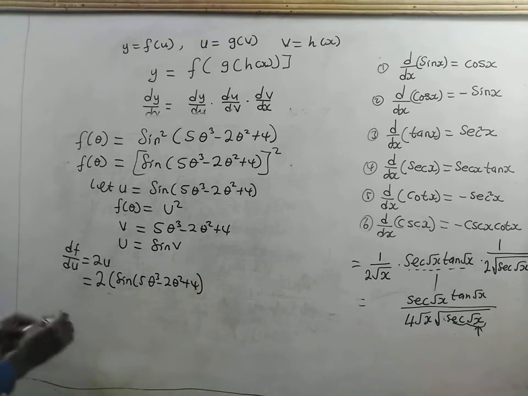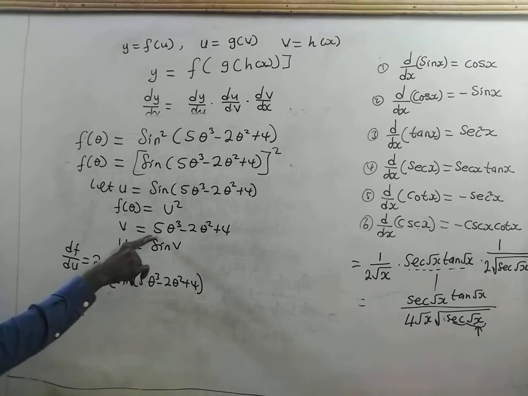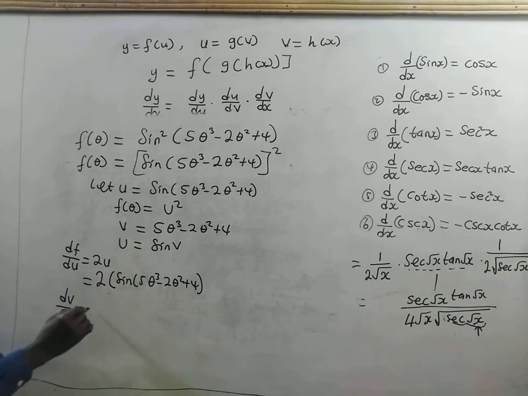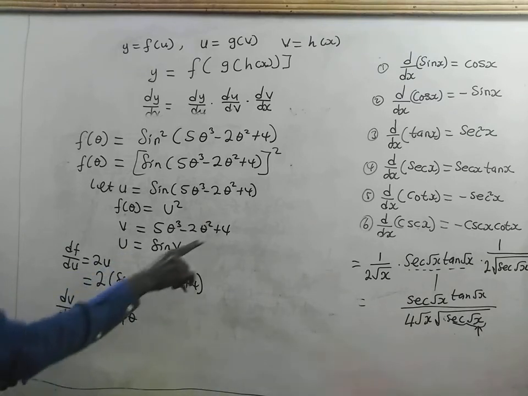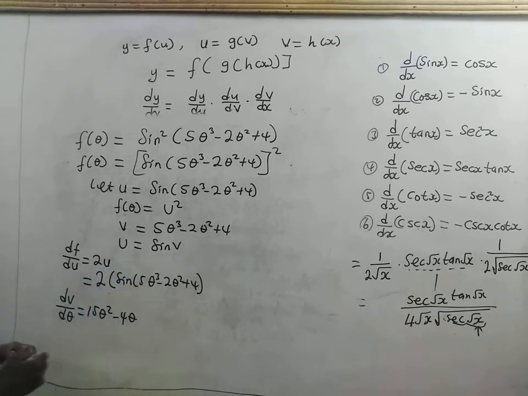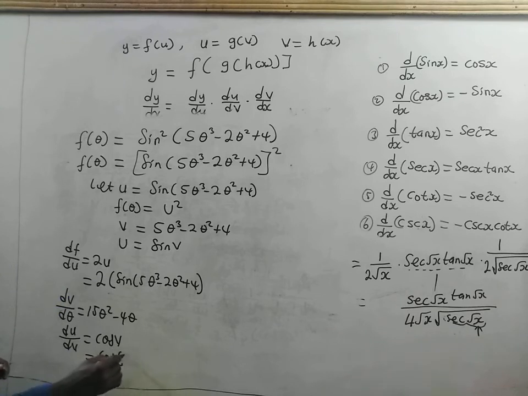Now, the derivative of v with respect to theta is, if you differentiate 5 times theta cubed, you get 15 theta squared. If you differentiate minus 2 times theta squared, you get minus 4 theta. If you differentiate positive 4, it's a constant, so you get 0. Now, the derivative of u with respect to v is equal to, if you differentiate sine v, you are going to get cosine of v. That's equal to cosine of 5 times theta cubed minus 2 times theta squared plus 4.